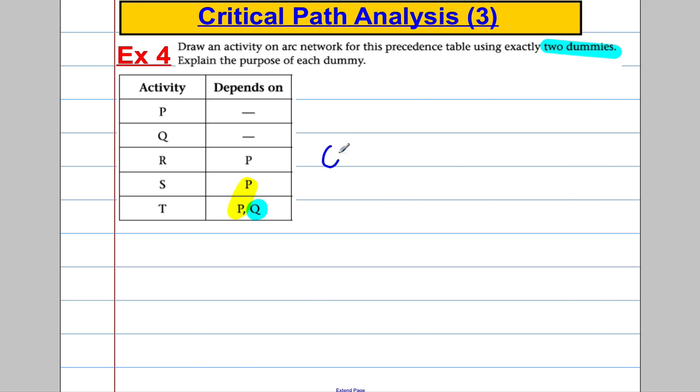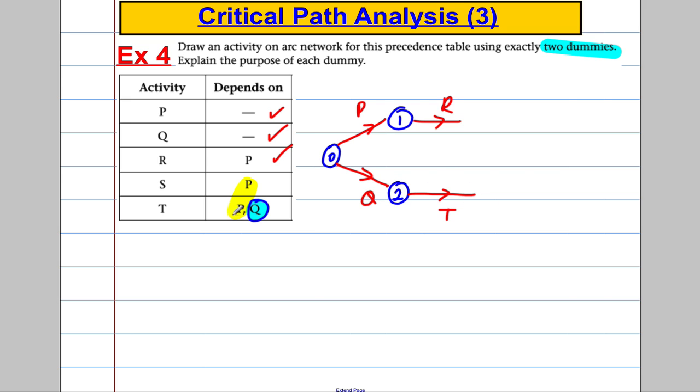I'll start up here. Let's start with our source node, 0. P and Q depend on nothing, so let's have P and Q coming out like this, like that, done, done. R depends on P, so we're going to finish off P, which I'm going to call it 1. I'm going to have R coming out like that. Done. Now S depends on P and T depends on P and Q. So obviously I'm going to have to finish off the one on its own. So I'll finish that one off there and I'm going to have that T's coming out. But I need to show that T also depends on P.